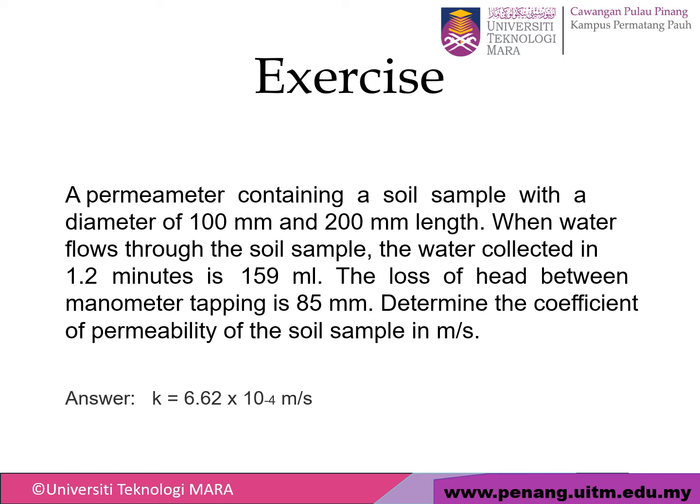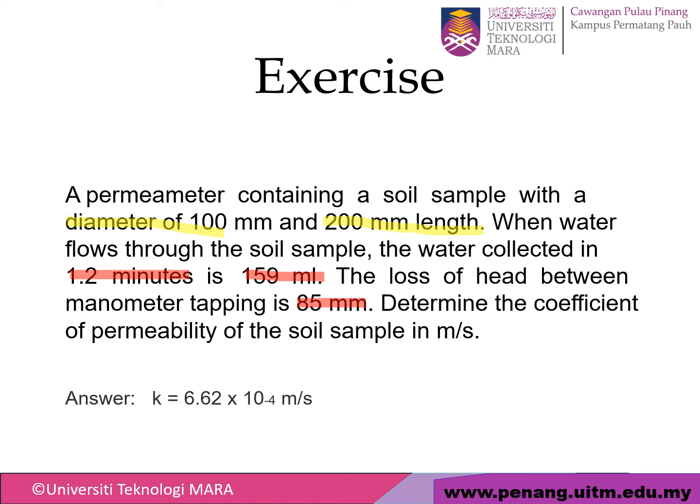Alright guys, look at the second exercise. A permeameter containing a soil sample with a diameter of 100 mm and 200 mm length. The diameter is used to determine the area, and this one is L. When the water flows through the soil sample, the water collected in 1.2 minutes is 159 ml. So this one is T and this one is Q. The loss of head between manometer tapping points is 85 mm. Determine the coefficient of permeability of soil in meters per second.